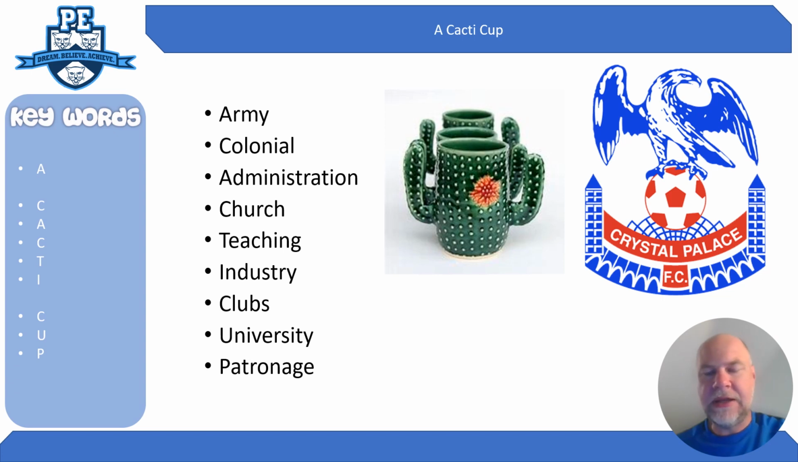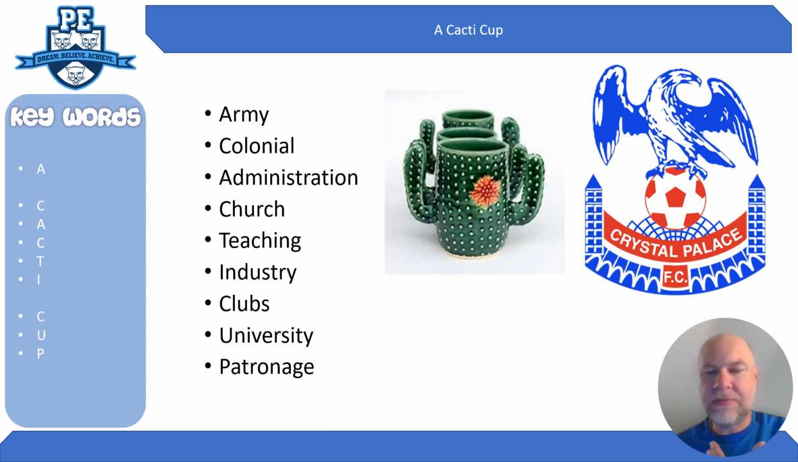The A stands for the Army. So the sport was taken by officers, the students leaving private schools, joining the army and becoming officers, and then teaching the sport to their subordinates and the other soldiers. Colonial is where the sport was taken across the British Empire, which we'll talk about in more detail in a minute. Administration is where the public school boys had left and became members of national governing bodies.